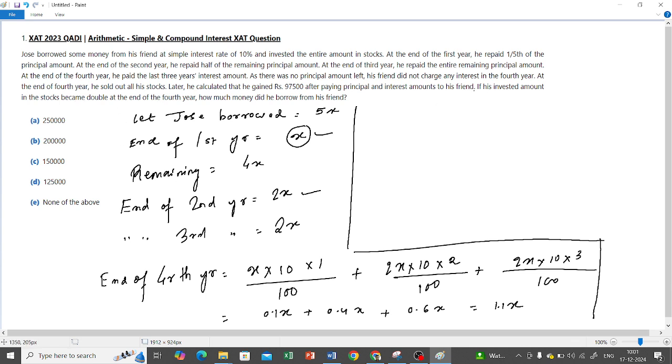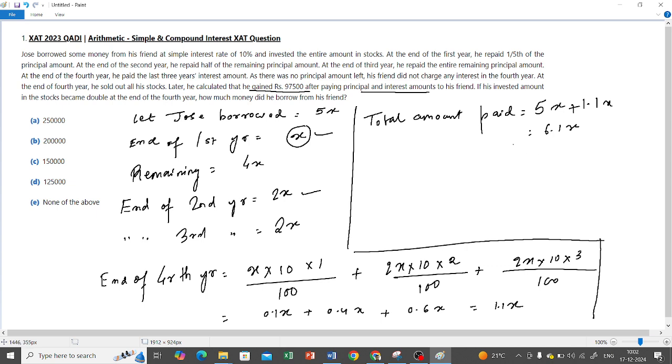Now it is given that at the end of the fourth year he pays the last years' interest amount. So this is what he paid at the end of the fourth year. What is the total amount that he paid to his friend? The total amount that he paid is 5x, the principal, and this interest amount also he paid. Later he calculated that he gained this much after paying the principal and the interest amount.